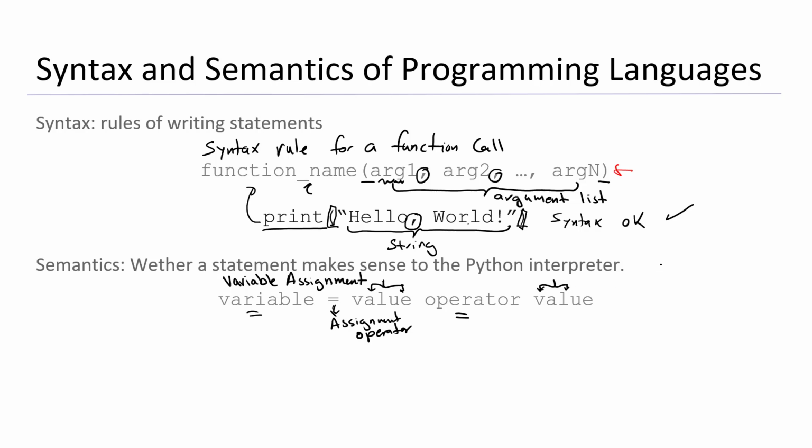A value could be a number, for example 1, or it could be a string, for example hello. These are values. Operators: you have operators such as the plus operator, the minus operator, the divide operator, and for example you also have the multiply and the power operator. So this is, for example, the power.